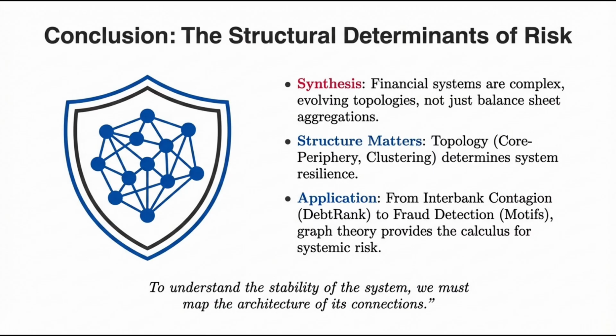The final bullet emphasizes application. From interbank contagion models like debt rank to fraud detection using motifs, graph theory gives us a practical calculus for systemic risk. The quotation at the bottom brings everything together. To understand the stability of the system, we must map the architecture of its connections. That is the central lesson of this lecture and really of the whole module so far. We do not understand a financial system fully by listing its parts. We understand it by studying how those parts are arranged, linked, and able to affect one another.